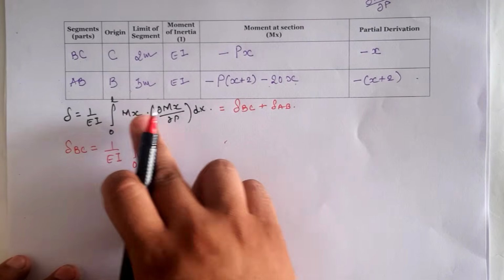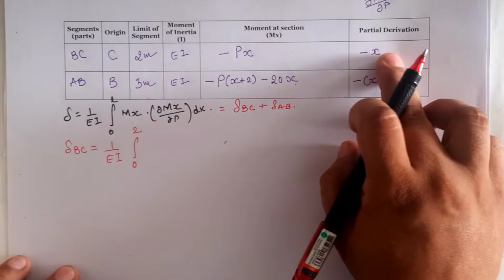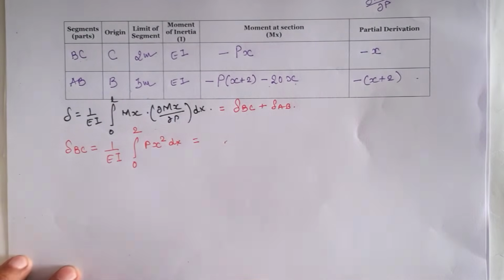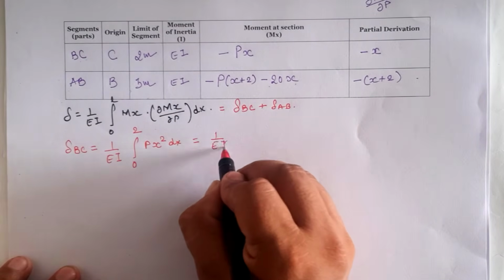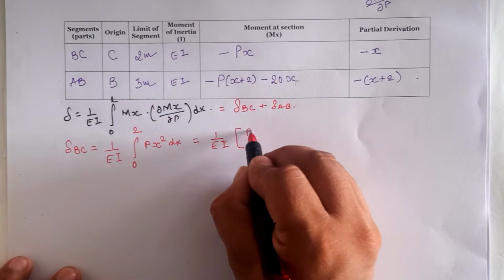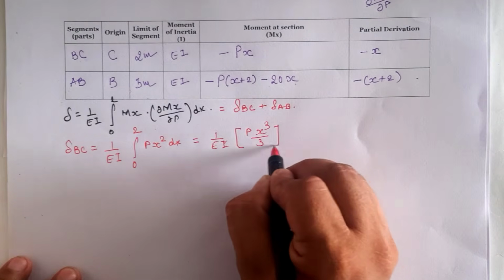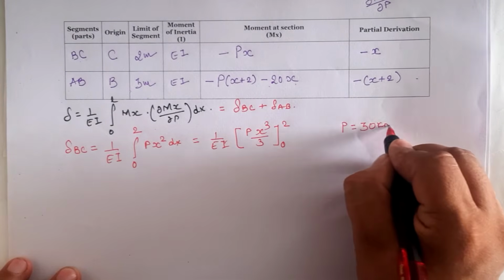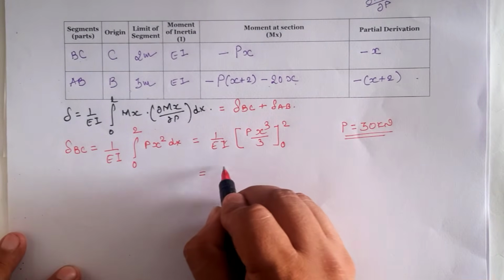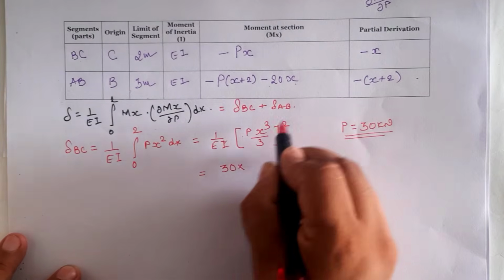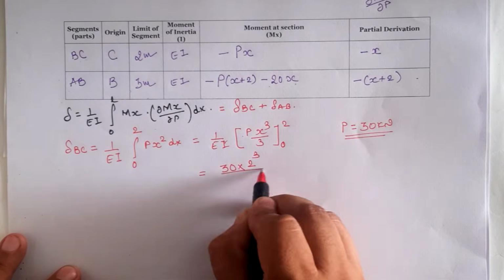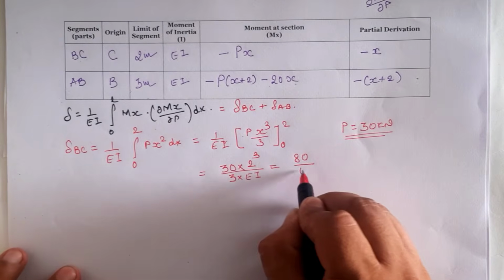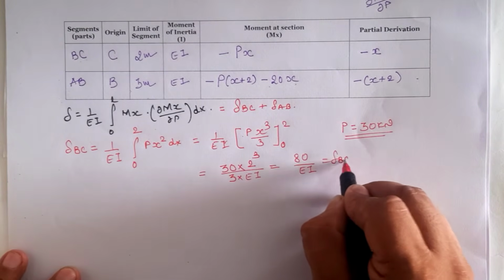Now the multiplication of the moment with del Mx by del P, so minus Px into minus x, is Px square dx. Let us calculate the value. We will have 1 by EI, integration of Px square, which is P x cube by 3, with limits 0 to 2. We know that our P value is 30 kilonewton, so let us put in the value 30 kilonewton for P. So 30 into 2 cube by 3 into EI is equal to 80 by EI, as delta of segment BC.